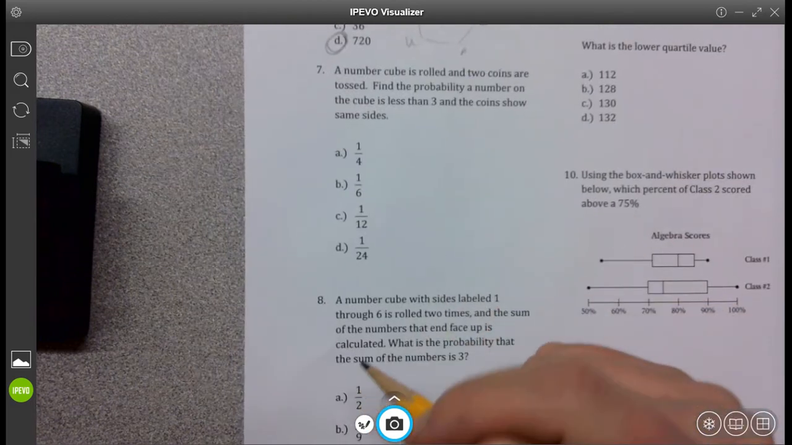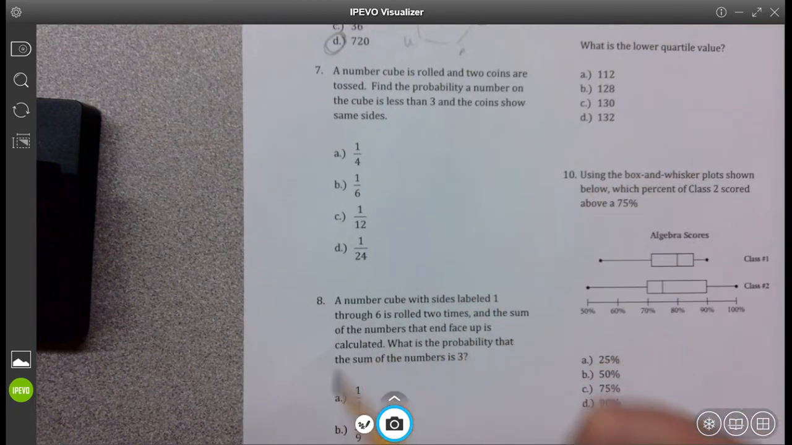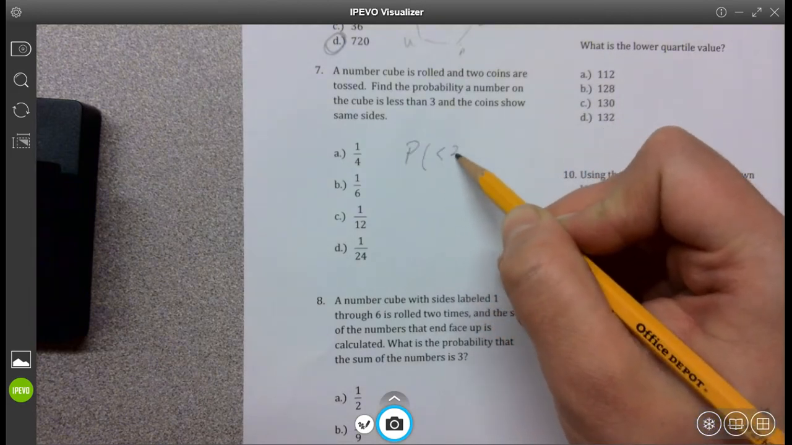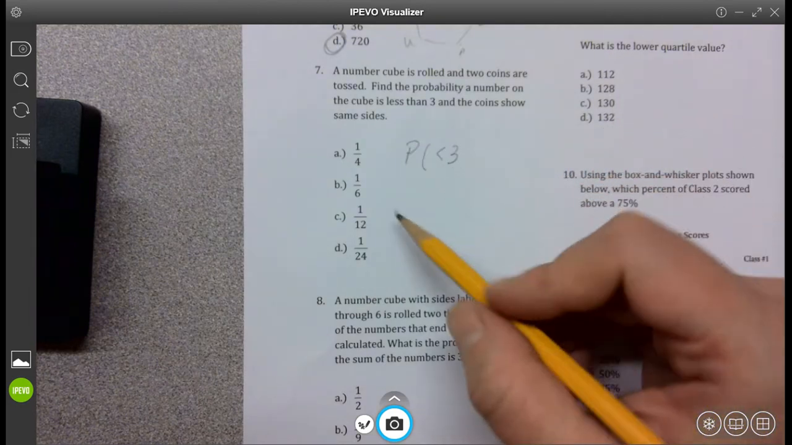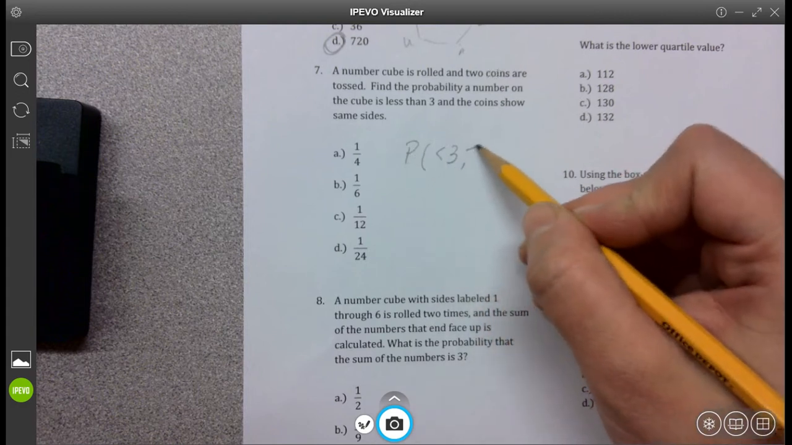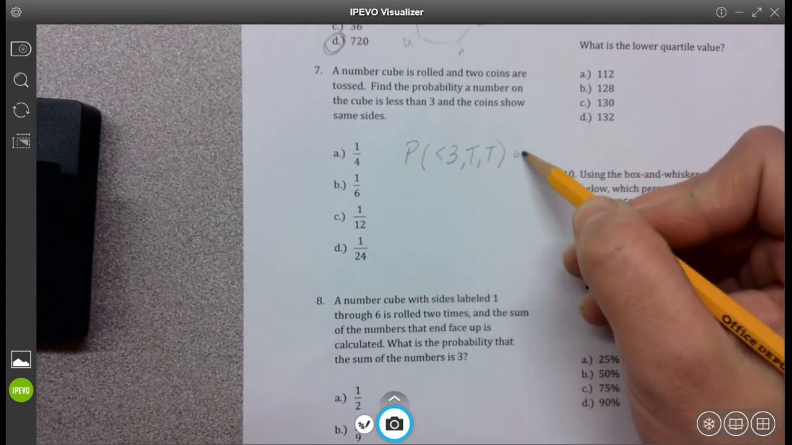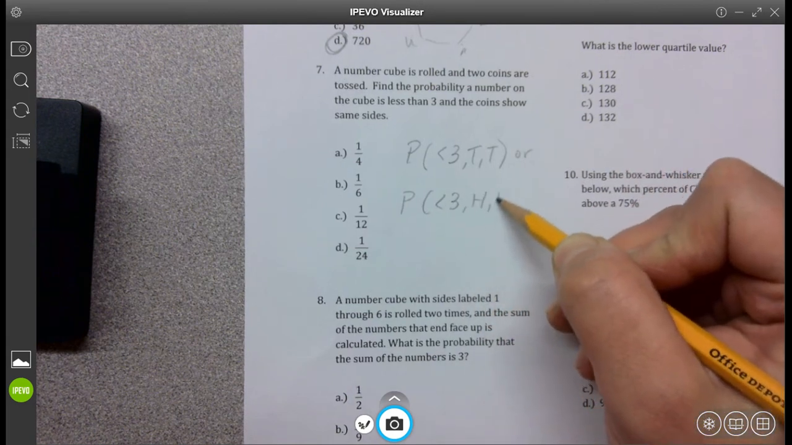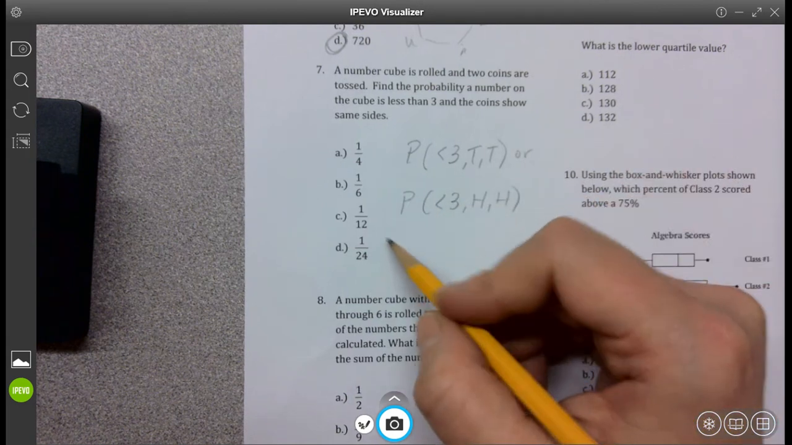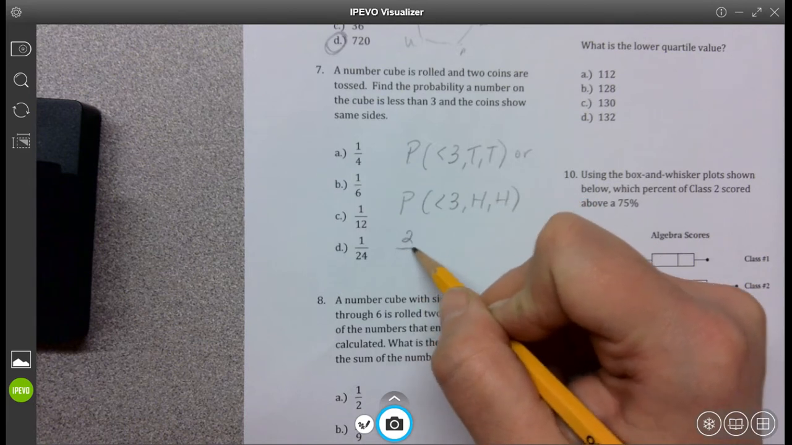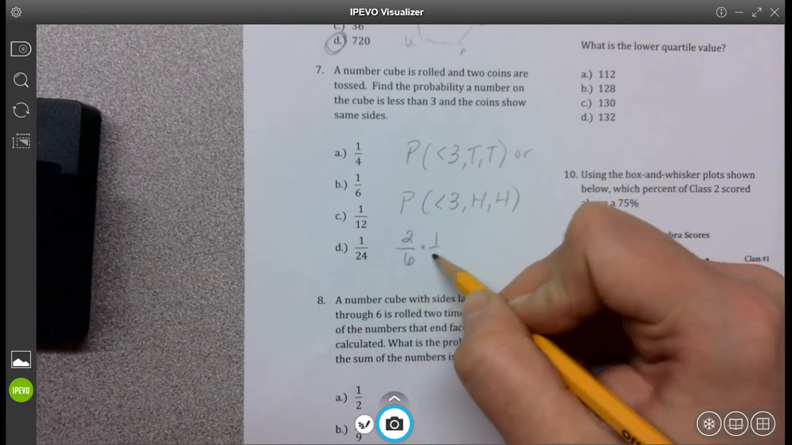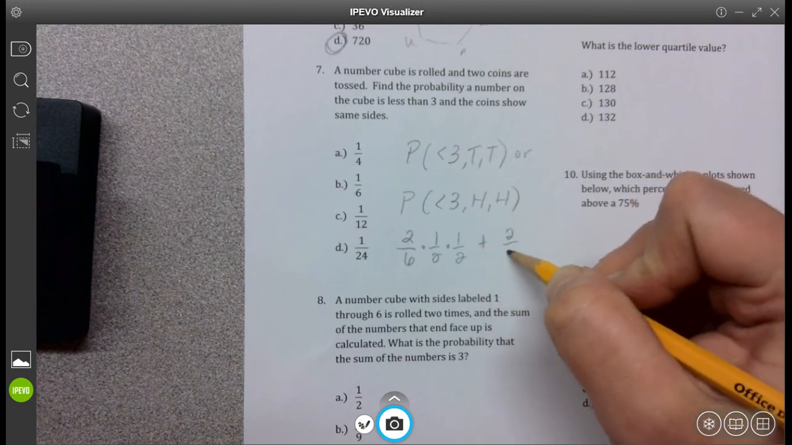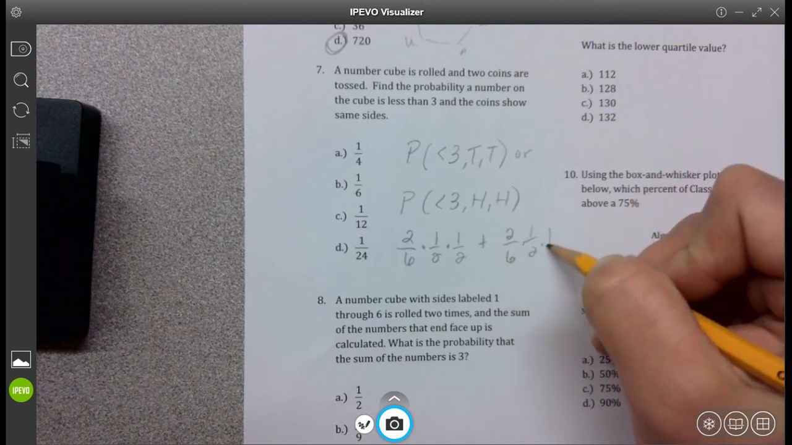A number cube is rolled and 2 coins are tossed. Find the probability the number on the cube is less than 3 and the coins show the same sides. So that's the probability you're less than 3 and it's tails, tails, or the probability you're less than 3 and it's heads, heads. For the first one, if you're less than 3, you are 2 out of 6, and then you are tails, and then you are tails. And if you're less than 3, you're heads, and then you are heads.